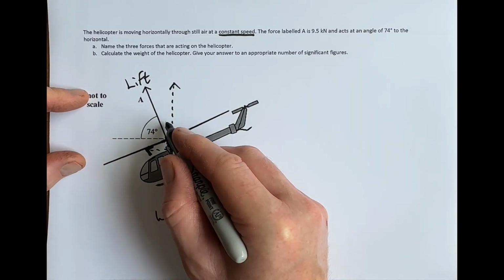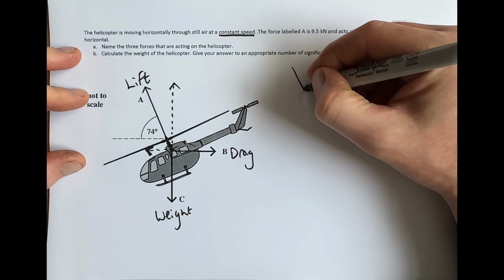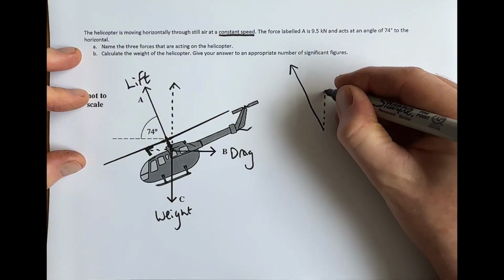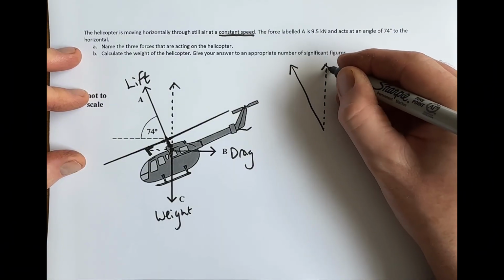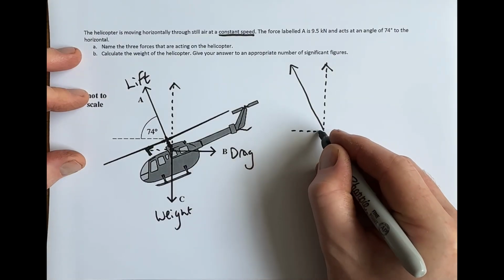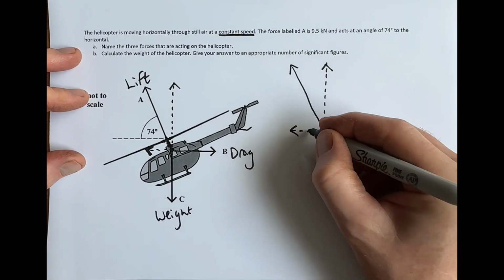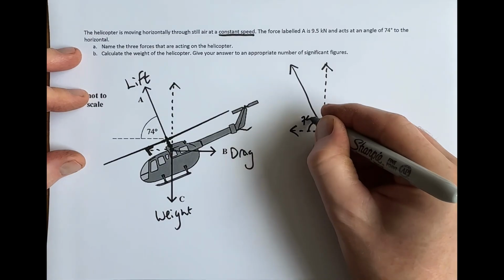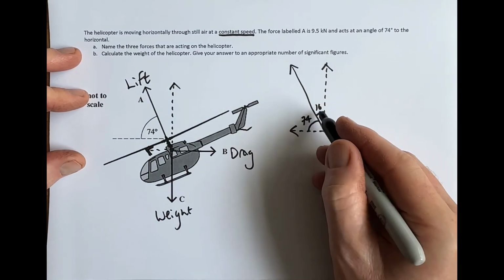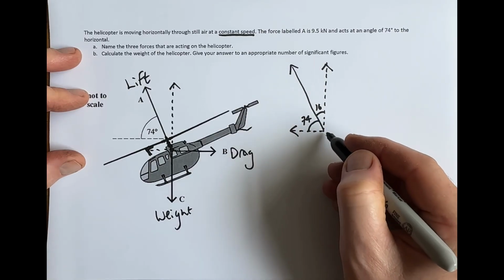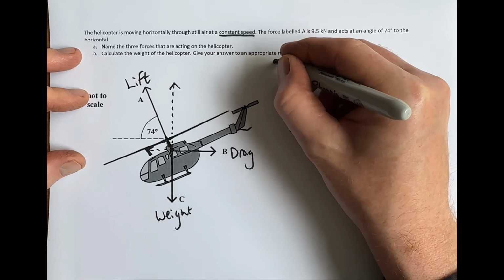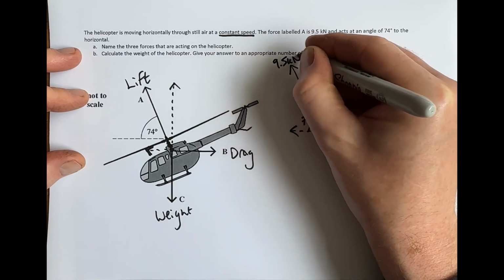So let's work out the vertical component of lift. If I draw the lift force over here, it'll be easier. So we're going to show the vertical component of lift there. Okay. Now, we can then show the horizontal component of lift there. That angle there is 74. So this angle here must be 16 because 74 plus 16 makes up the 90-degree angle between the vertical and the horizontal. Now we know that this is 9.5 kilonewtons.